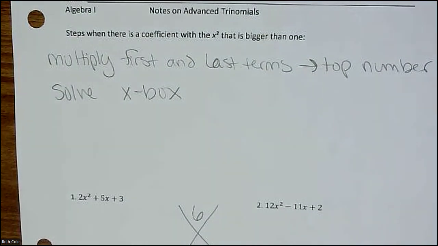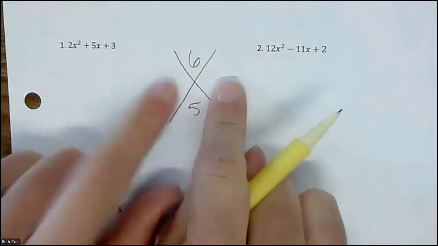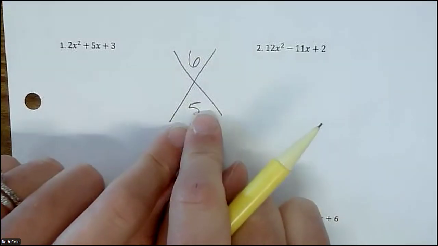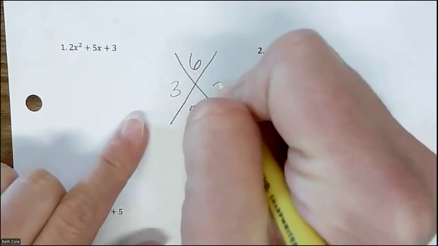Okay, so you multiply the first and the last number, that goes on the top, middle number still goes on the bottom, and then you just solve it as normal. So what 2 numbers in here are going to multiply to be 6 but add up to be 5? All right, 3 and 2. Good job. Perfect.